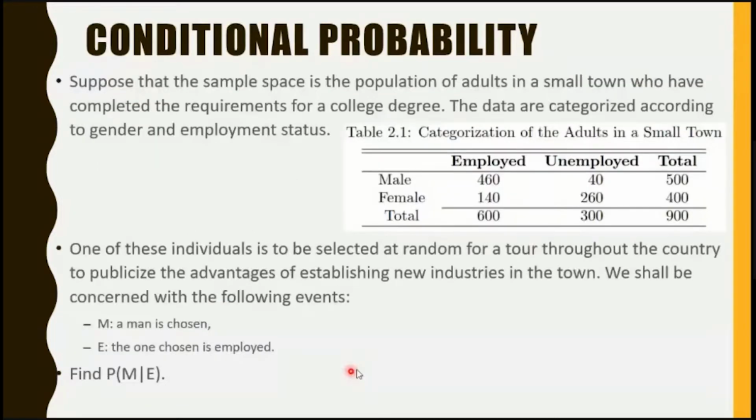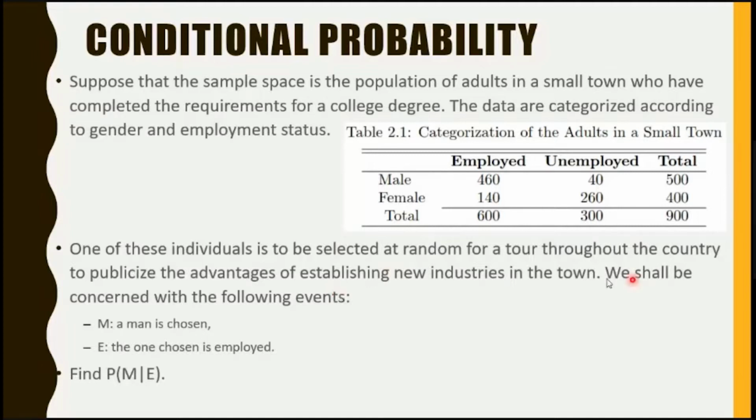Now let's have this example to understand conditional probability better. So let's try to solve some examples. Suppose that the sample space is the population of adults in a small town who have completed the requirements for a college degree. The data are categorized according to gender and employment status. So here in table 2.1 is the equivalent data. And one of these individuals is to be selected at random for a tour throughout the country to publicize the advantage of establishing new industries in the town.